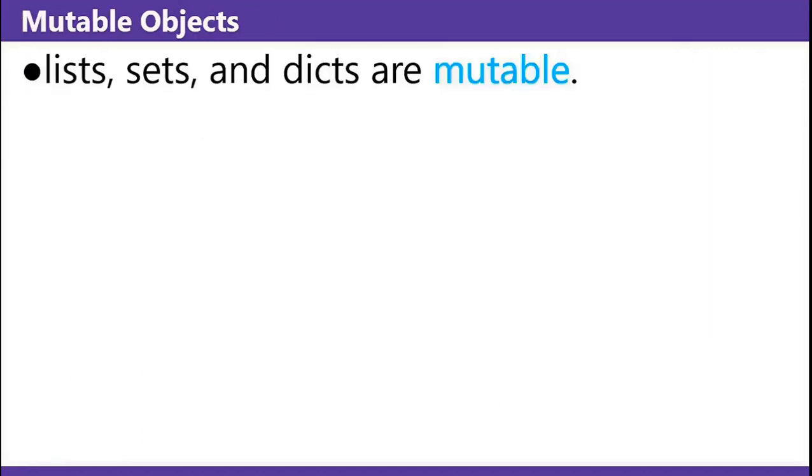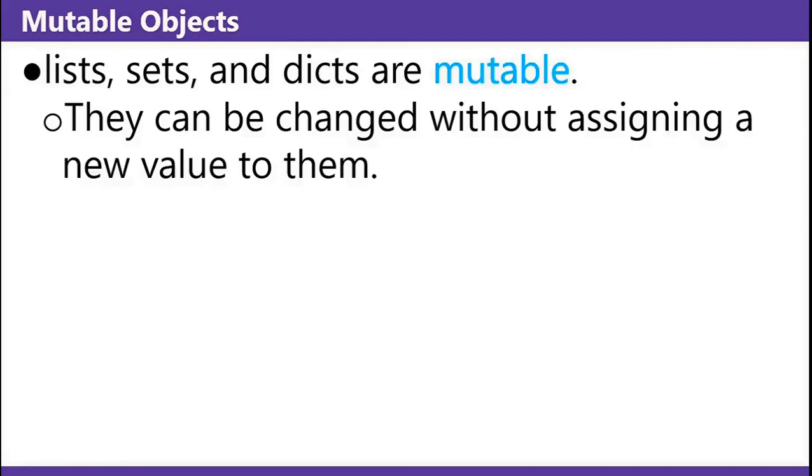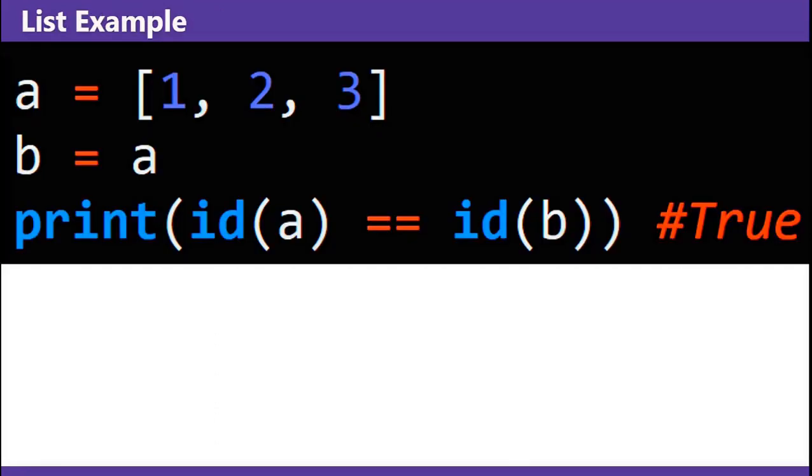Lists, sets, and dictionaries are mutable. They can be changed without assigning a new value to them. Here, you have the list A. The second line copies the memory address of A into B. You see as much when you get back True that their IDs are equal. If the IDs are equal, it indicates they're the same object or a shallow copy of the object.